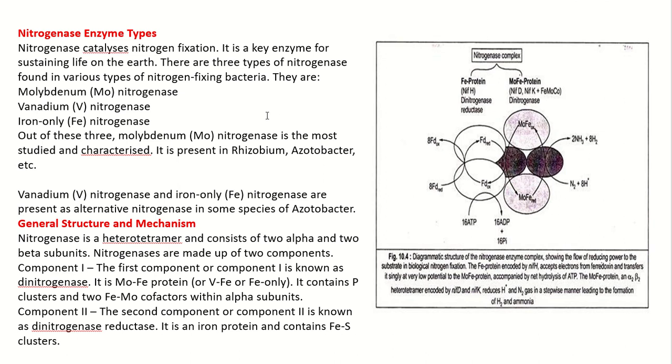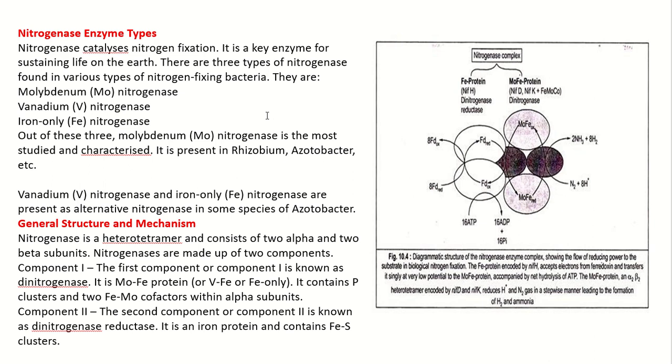Now the types of nitrogenase enzymes: vanadium type, iron only, or molybdenum nitrogenase. These are found in various types of nitrogen-fixing bacteria. Three types of nitrogenase are found in nitrogen fixation. Remember, nitrogenase is very important for life on Earth. Which enzyme can also be asked in biological nitrogen fixation? You require this for what? It is the key enzyme for sustaining life on Earth.